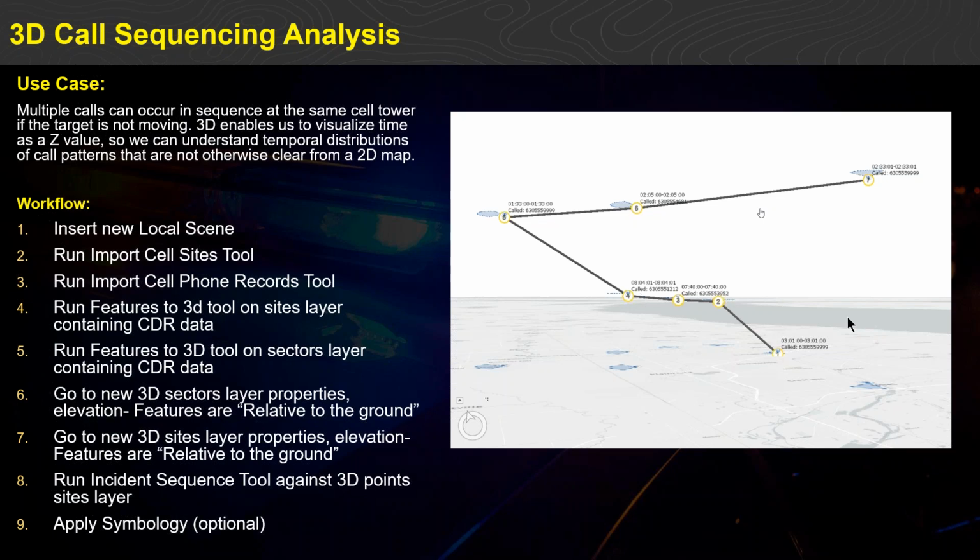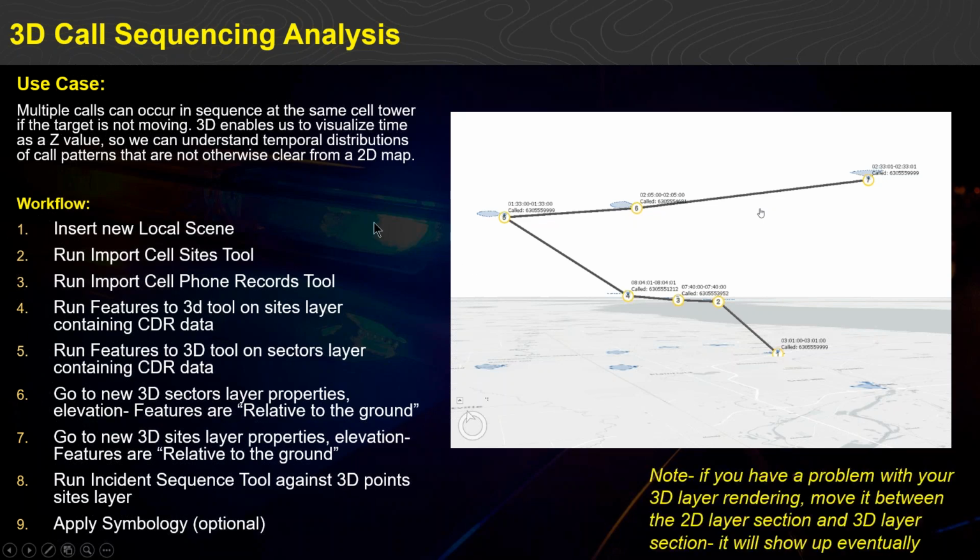Now, one thing to note with this particular tool set is, as I've been working on this, I've noticed in ArcGIS Pro that sometimes your 3D output, after you run the features to 3D tool, sometimes that 3D layer won't show up. We found a bug in ArcGIS Pro that the core team is currently working on, but basically all you have to do is take that layer, move it back down to the 2D grouping in your scene, bring it back up to the 3D.